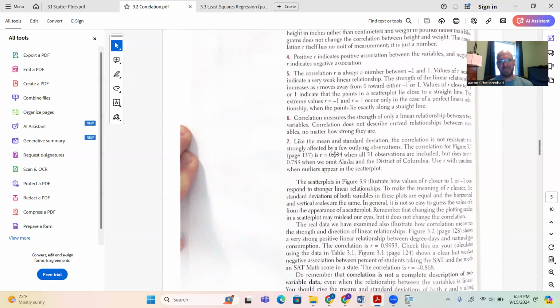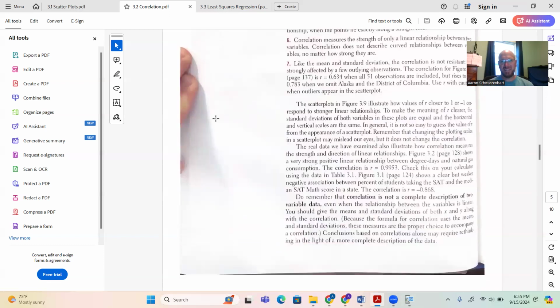Number six, correlation measures the strength of only a linear relationship between the two variables. Correlation does not describe curved relationships, no matter how strong they are. And number seven, like the mean and standard deviation, correlation is not resistant. Thus, it is strongly affected by outliers and what's called influential observations, which we'll talk about tomorrow.